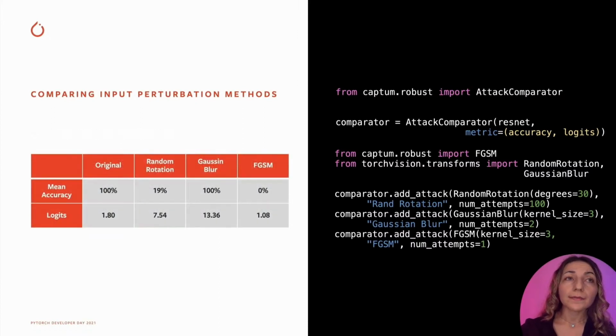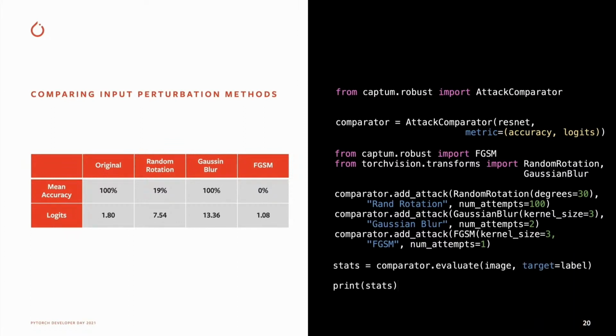We then call evaluate by passing our input image and the ground truth label. Evaluate returns statistics about the accuracy and the logits of the model, which in this case is visualized in a spreadsheet. As we can see from the spreadsheet, the random rotation and FGSM drop model accuracy from 100% to 19% and 0% respectively, while the Gaussian blur transformation left the model prediction unchanged.